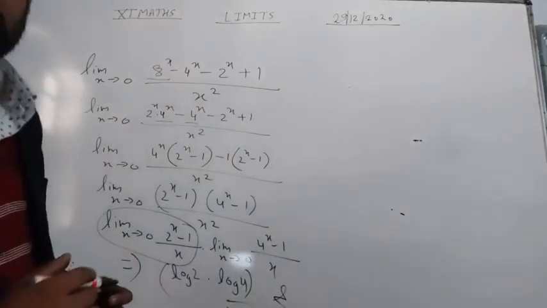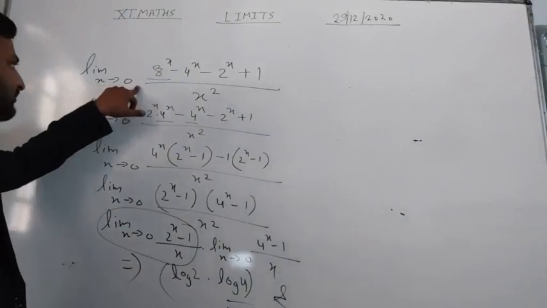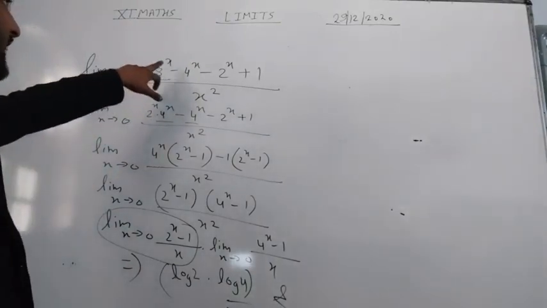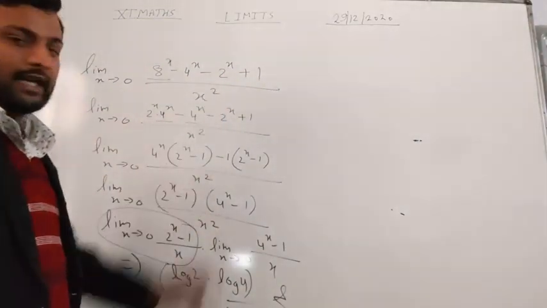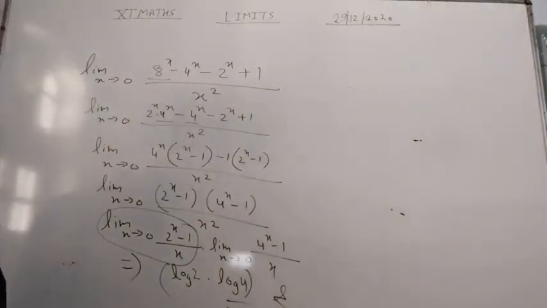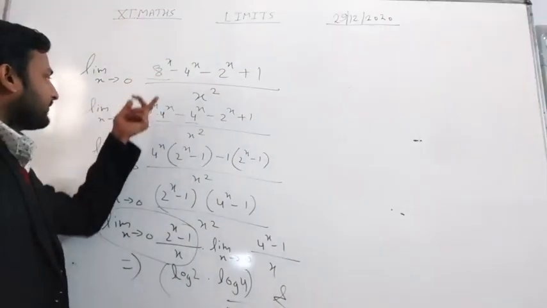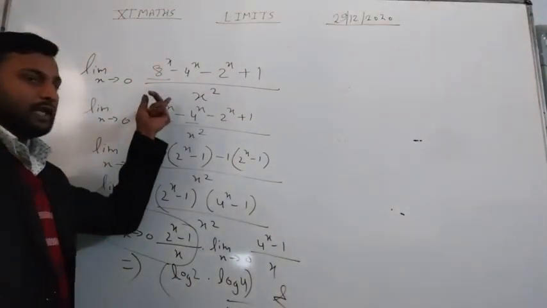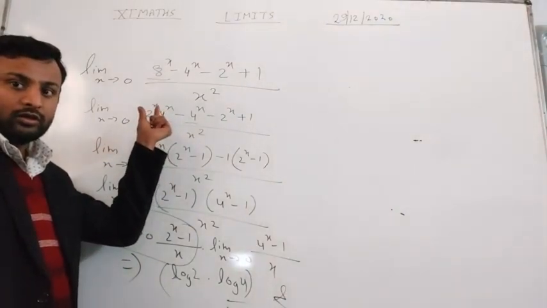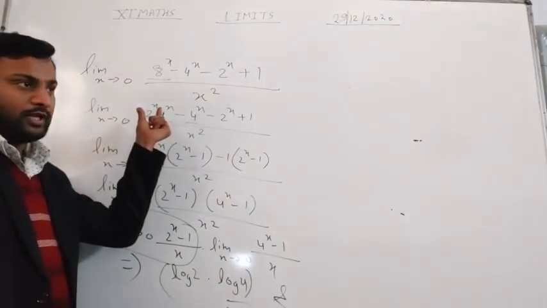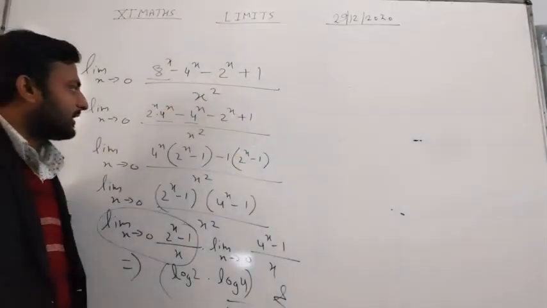I hope you understand. Let's see once again. This is limit x tends to 0 of (8^x − 4^x − 2^x + 1)/x², which is given to us, and we have to find the limit of this question. So first we will break it. We write 8^x as 2^x into 4^x, so we write the power separately on both terms: 2^x into 4^x, and this is minus 4^x, and this term is the same.